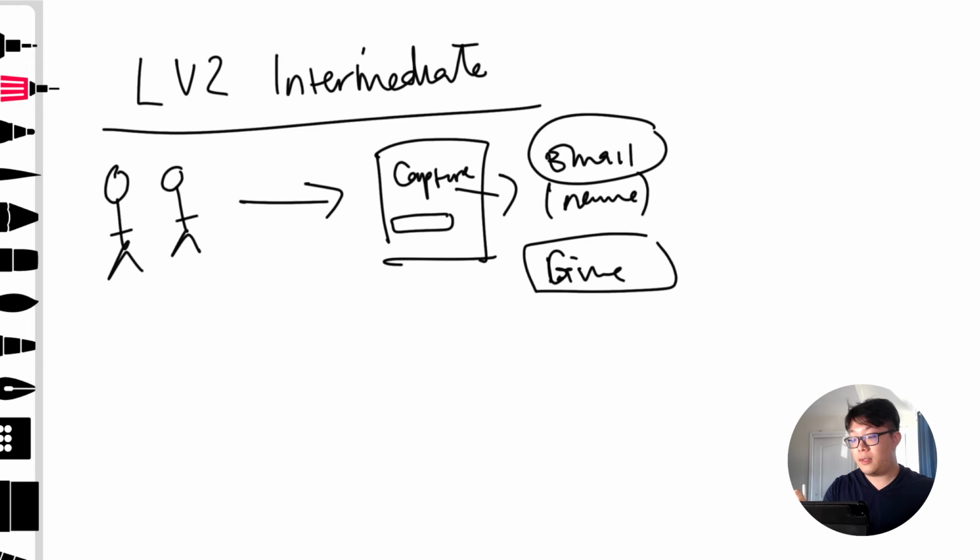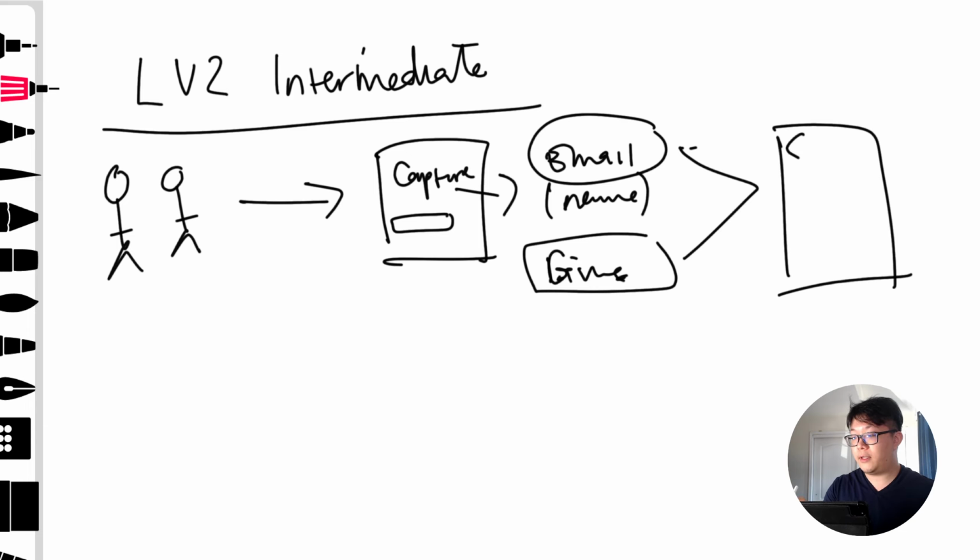And here they will give you the email if your capture page is set up correctly. And then typically what level two intermediate affiliate marketers do is send them to a sales page.